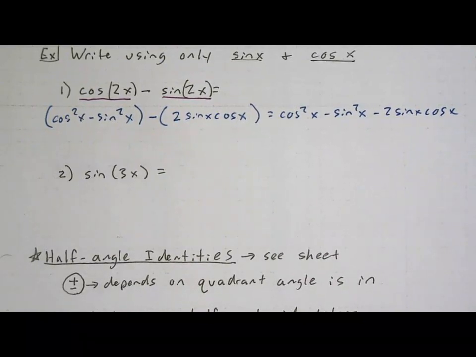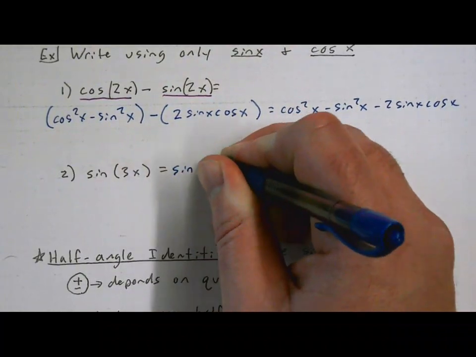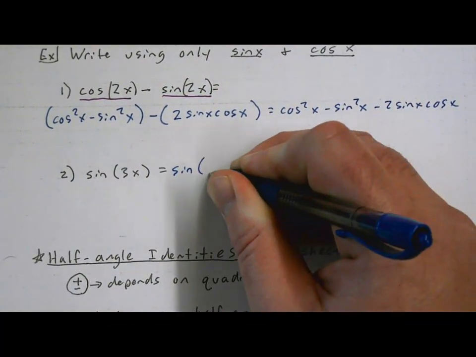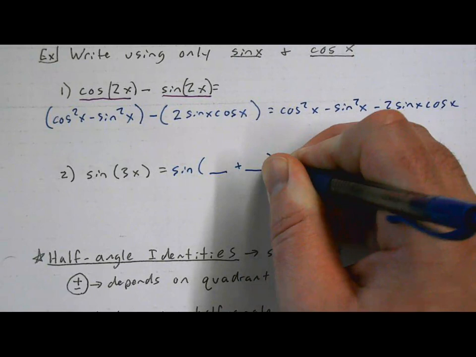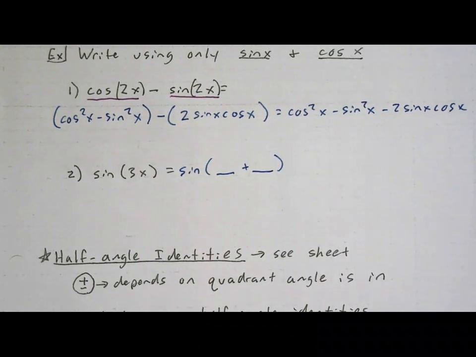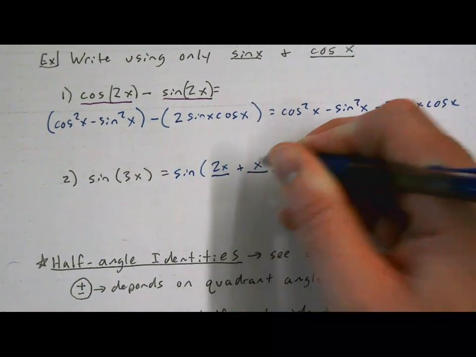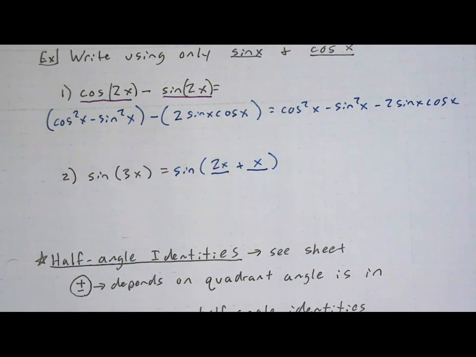What do you think? Sum and difference, yes. Can you rewrite this as the sine of two things being added together? What two things could add together to give you 3x? Yeah, it was 2x and x, right? I'm going to put the 2x first and the x after. If you did x plus 2x, though, that's fine, too.